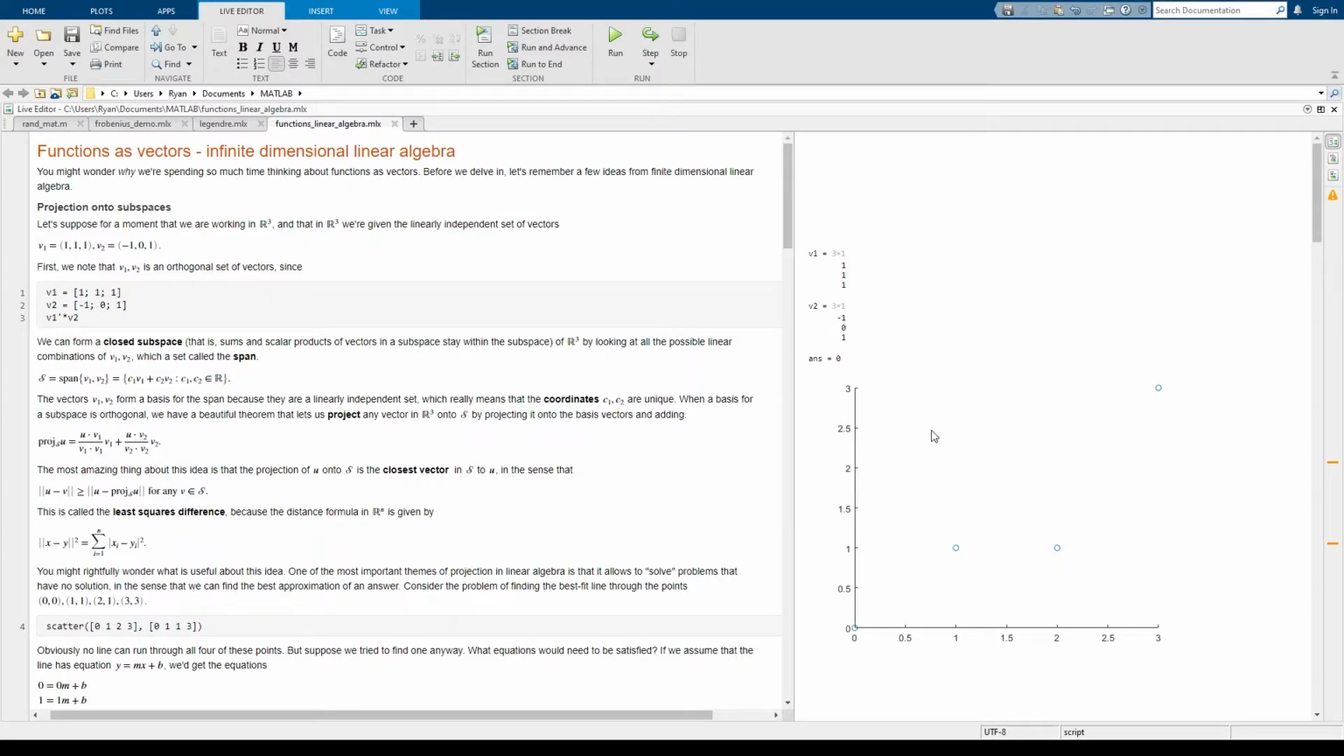So here, what I've done is I have defined a set of points, and that set of points is right here. So (0, 0), (1, 1), (2, 1), and (3, 3). Here's the scatter plot of those points. Obviously, there is no line that goes through those 4 points because they're not collinear.